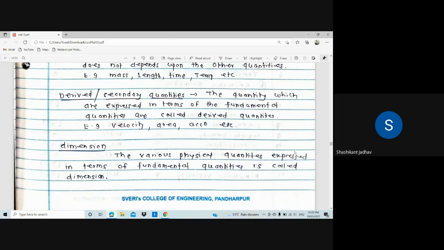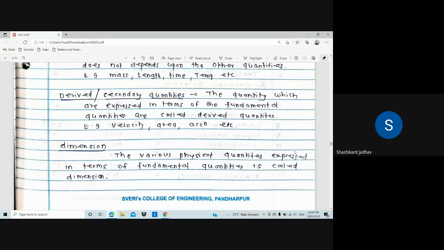Velocity, area, acceleration, etc. Okay, this is nothing but secondary quantity or derived quantity. Then write down the definition of the dimension. So what is meant by dimension?